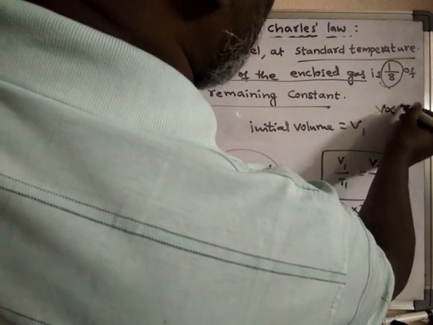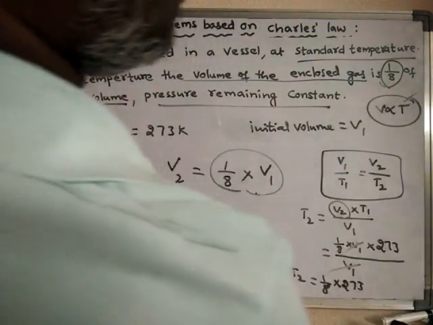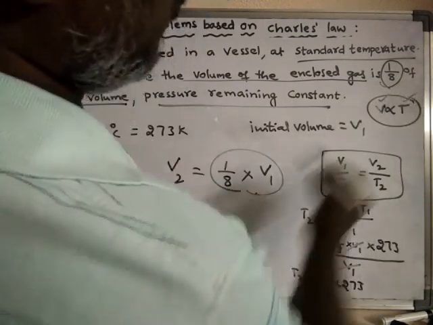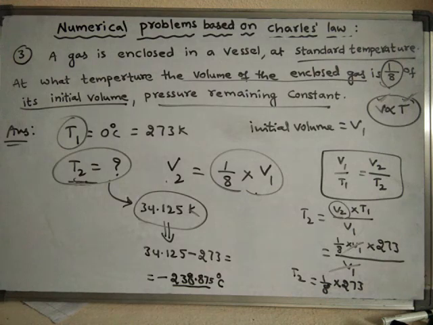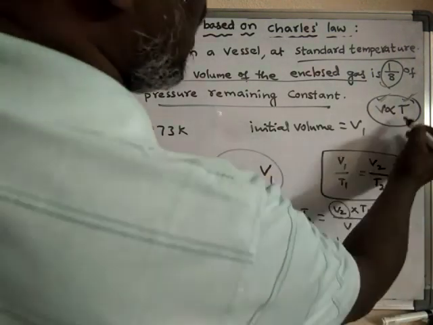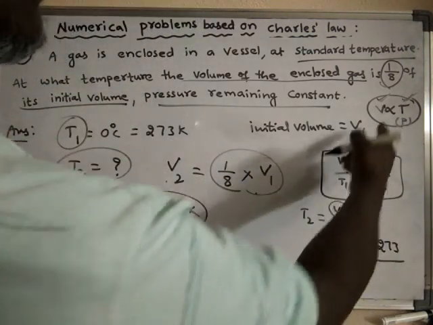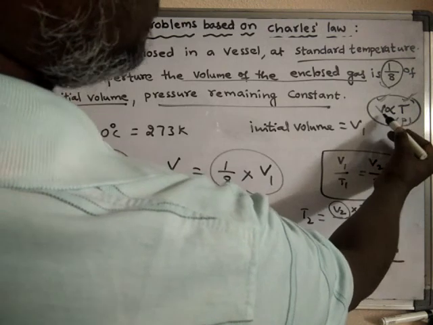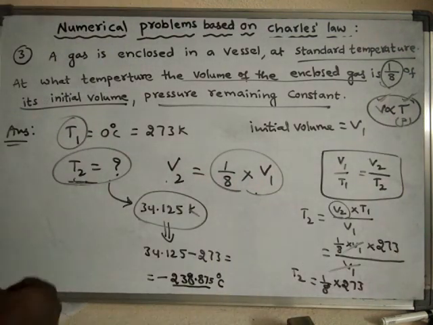Like this, because volume is directly proportional to temperature. If temperature is double, volume will become double. If volume is double, temperature will become double. So this is the relationship between volume and temperature under constant pressure. When pressure is constant only, we can tell the relationship between volume and temperature. Okay, right.